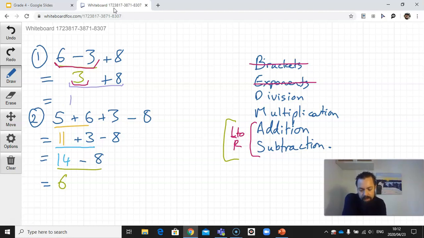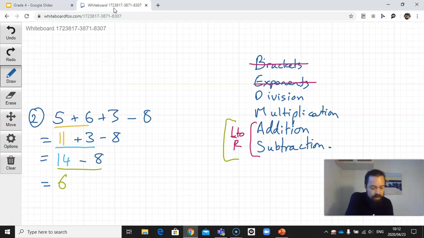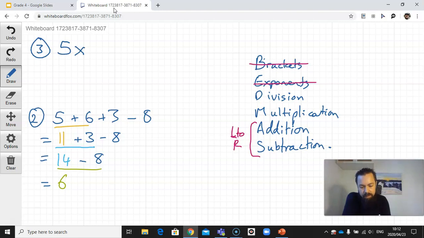I'm going to rub these out so that I can keep the BEDMAS writing on the side so that you can keep track of it. The next one, I'm not going to just include plus and minus. I'm going to include a multiplication problem as well. So 5 times 3 plus 1.